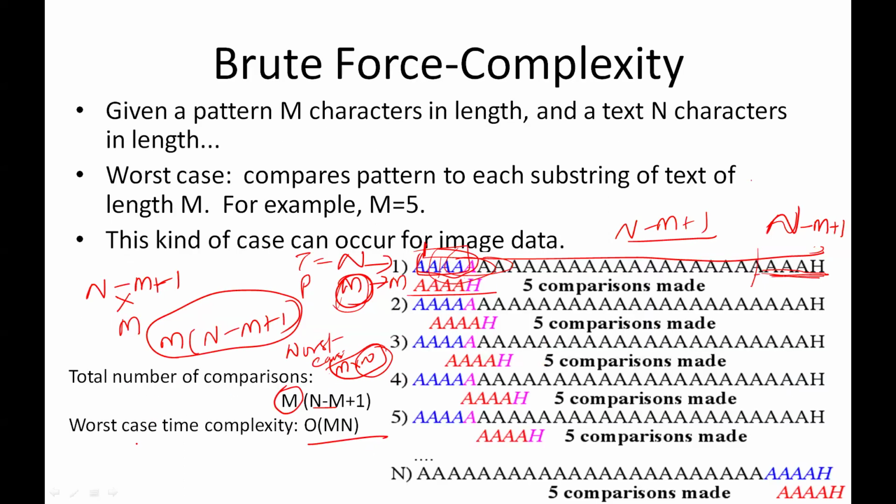So in this case, maybe if m was 5, then we'll say 5 into, we don't know what is the length of the string we have to count. So whatever is the length of the string minus 5 plus 1. So we'll be comparing around 5 into n minus 4 times. Okay, so this is the number of comparisons required.